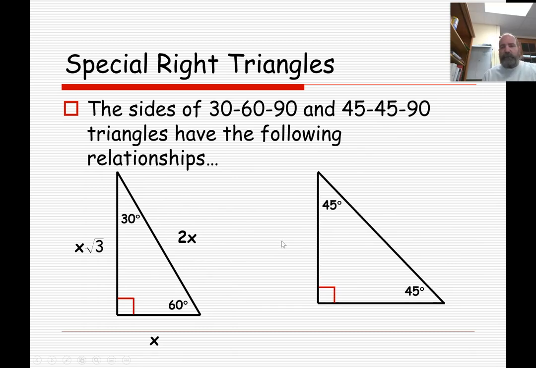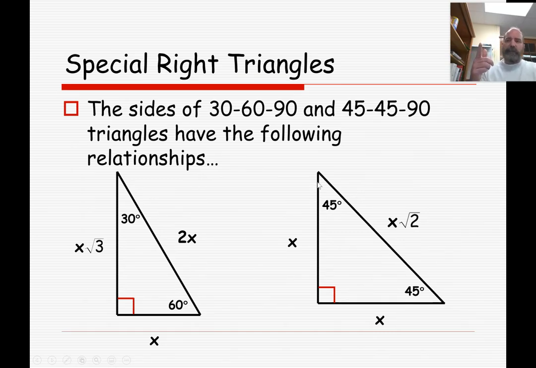Then I've got a 45, 45, 90 triangle. Well, these two sides are the same. Okay, if that's x, that is also x. They have equal angles, and we'll learn in a later lesson that this is an isosceles triangle. The hypotenuse is always x times square root of 2.